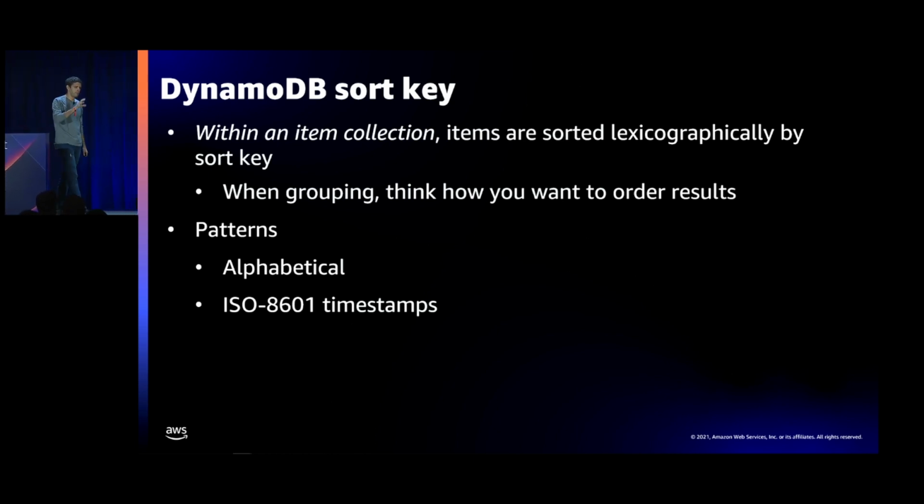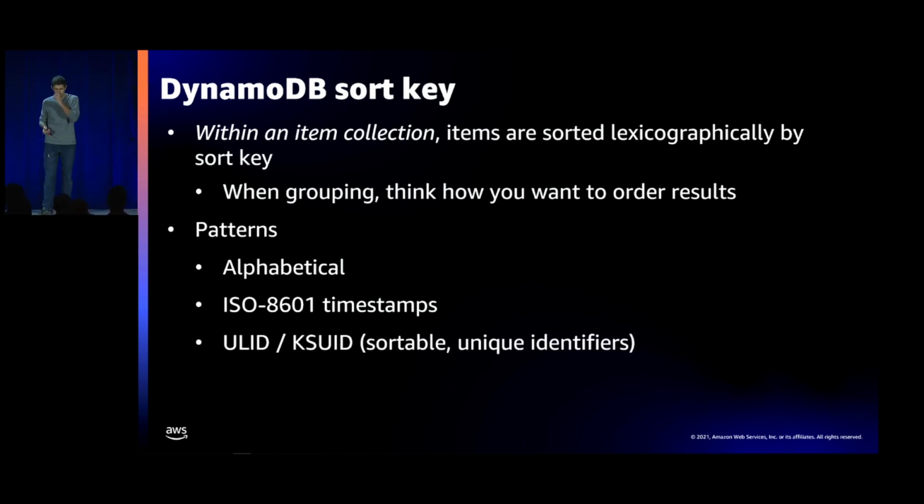And I'd say a third pattern you might see is, hey, I'm creating something. I need to give it a unique identifier like a UUID, but I also want sorting based on creation time, right? And you can look at things like ULID or KSUID, a few other implementations as well. But what these are, sortable unique identifiers.